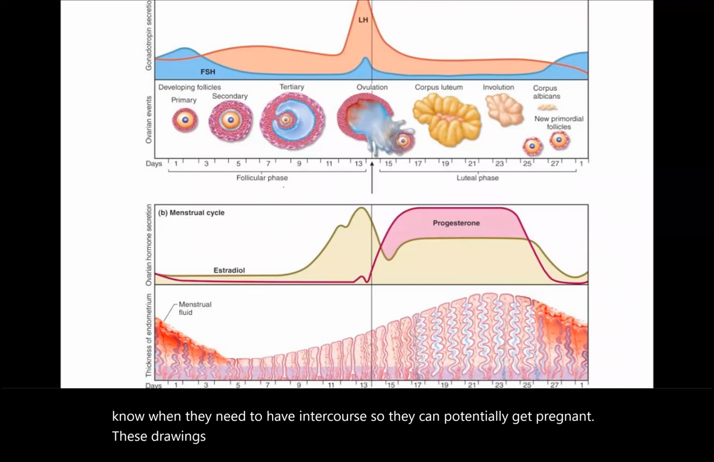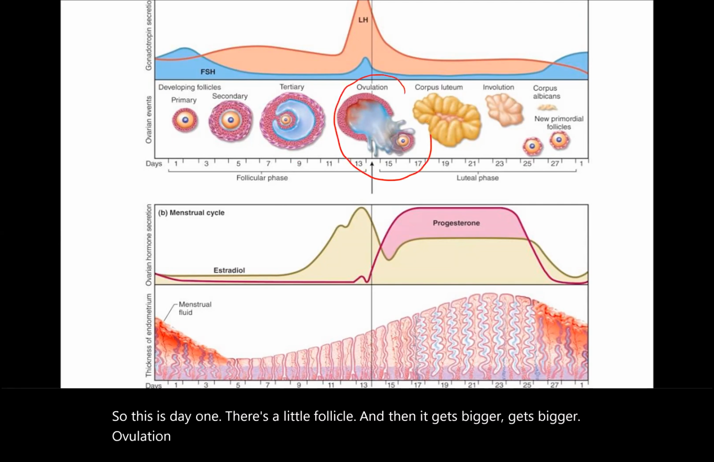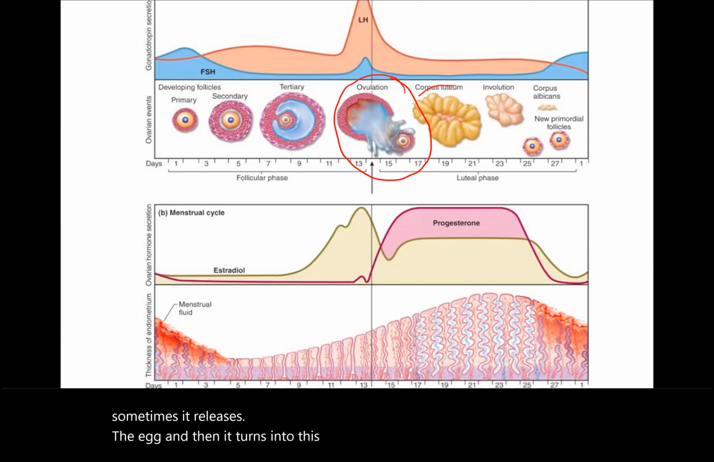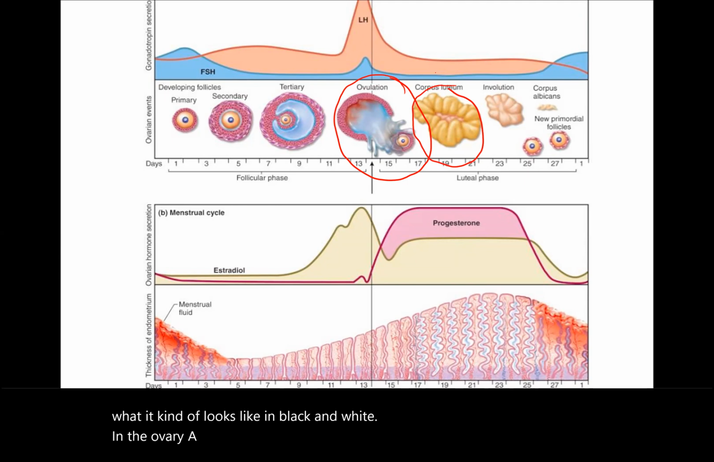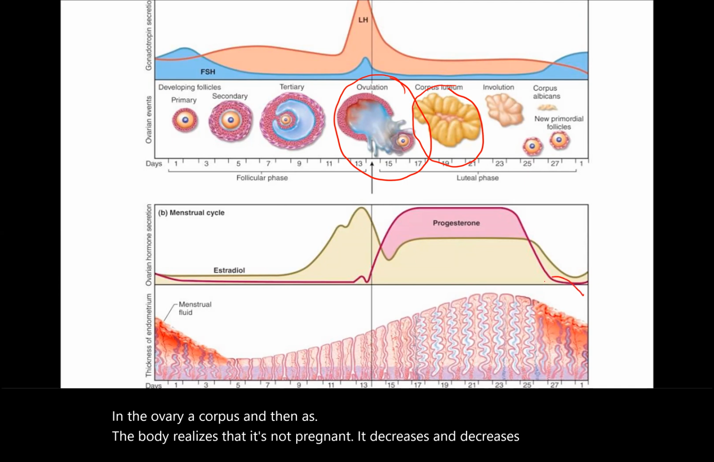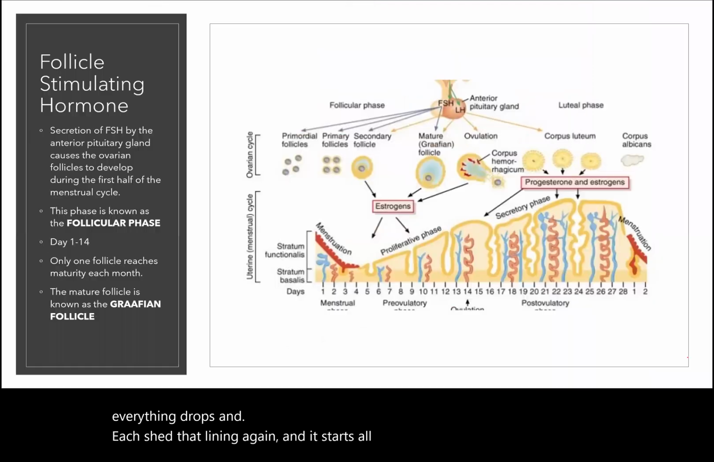These drawings are a lot better than my little red drawings that I've been doing. So this is day 1. There's a little follicle and then it gets bigger. At ovulation it's bigger. This looks kind of gruesome, but that's probably why it hurts sometimes. It releases the egg and then it turns into this shrinking little thing, which is what it kind of looks like in black and white on the ovary, a corpus luteum. And then as the body realizes that it's not pregnant, it decreases and decreases, and then everything drops and you shed that lining again and it starts all over the next time.